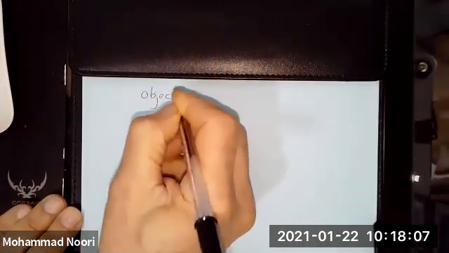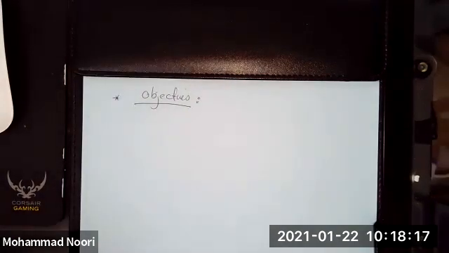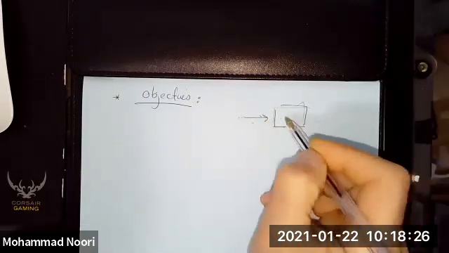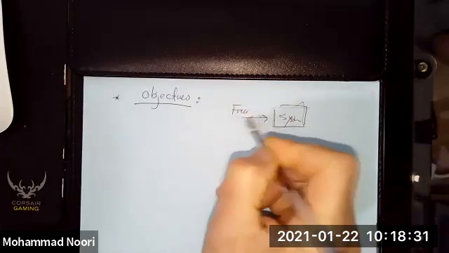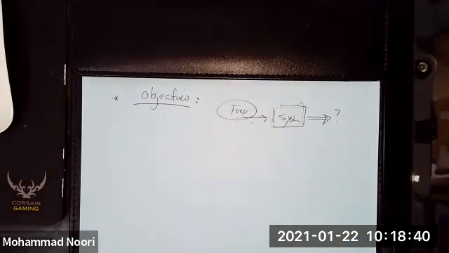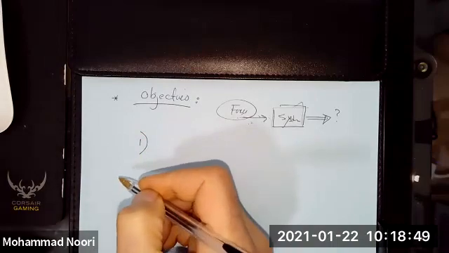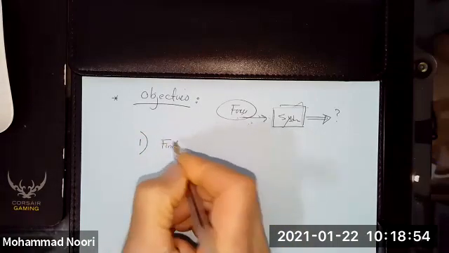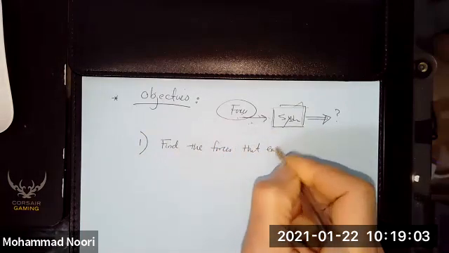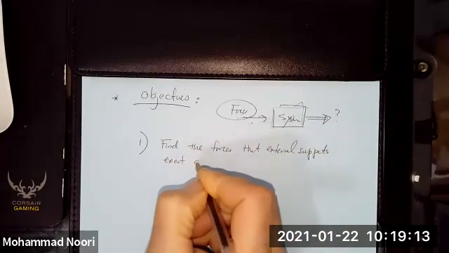The objective of studying the rigid body equilibrium, or studying the behavior of these systems under the action of these forces in statics, is this: you have forces acting on a system, and the objective is twofold. The first objective is you want to find the forces that external supports exert on the system.